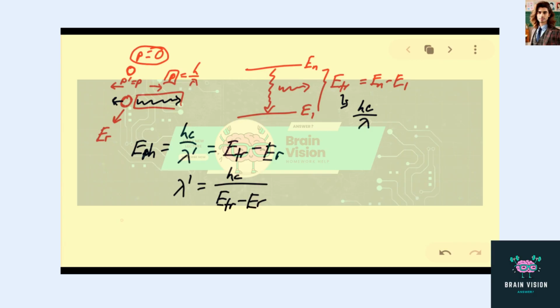What we want is the correction delta lambda, which is equal to lambda prime minus lambda. We take lambda prime because we expect this to be a slightly larger wavelength because of a lower energy, so we expect this to be positive. So we take lambda prime minus lambda, where lambda is the wavelength assuming we are ignoring the recoil. So it's just hc over energy of the transition.